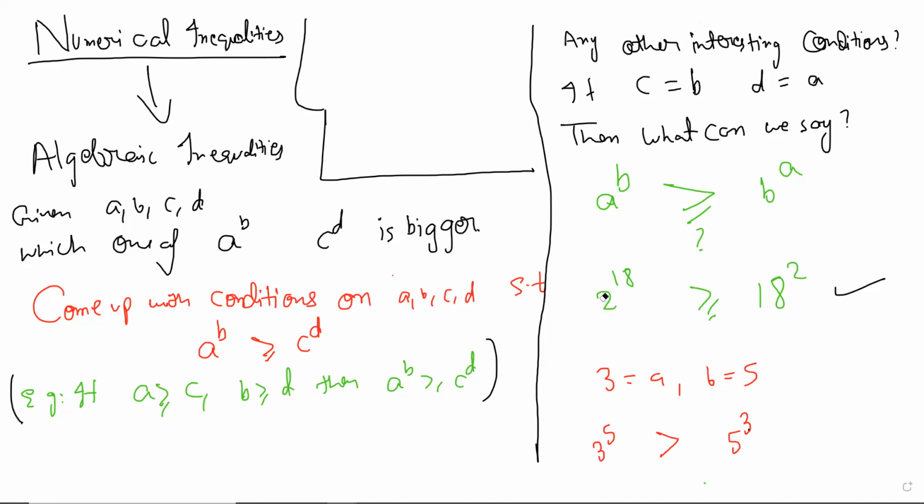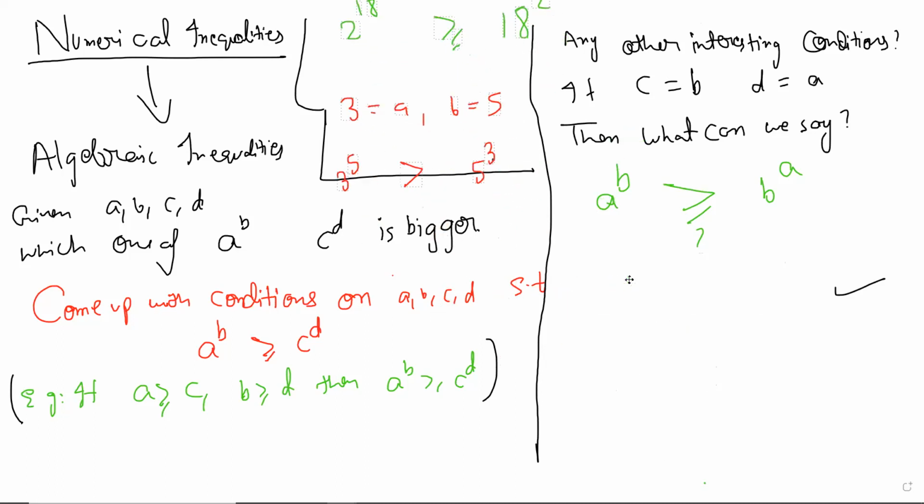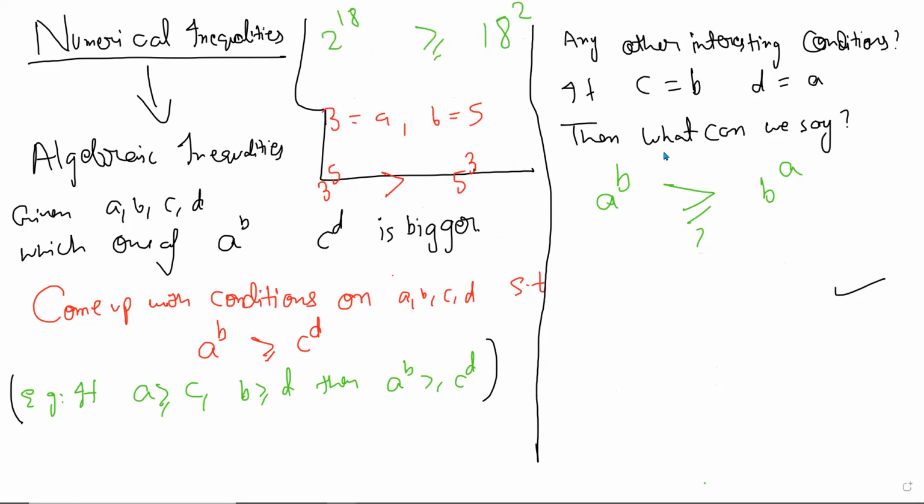I'm keeping the examples here. So what I'm trying to say is this is true whenever a is less than or equal to b. It seems like. At least after 2 and so on. 2 and 3 you can check. It's probably not true in one of the cases, but beyond a certain point, it is true.